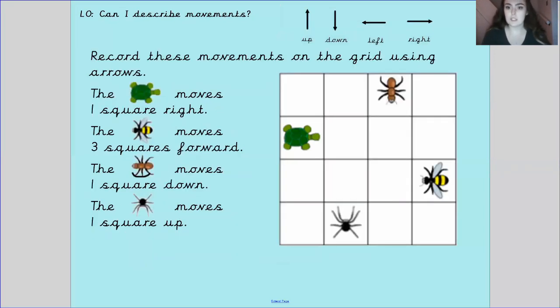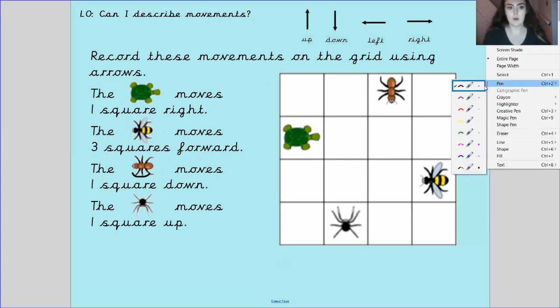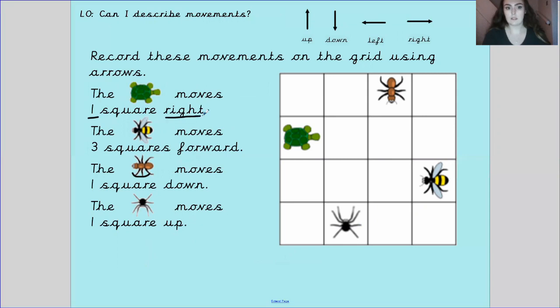Again, please pause the video and draw the grid if it will help you answer the questions. We need to record these movements on the grid using the arrows. So the first one is the turtle moves 1 square right. So the first thing we need to do is find the turtle on our grid. The turtle is here. Don't forget to use your hands to help with your lefts and rights. Your right is the one that is the backwards L, and he has moved 1 square that way. Pause the video and have a go. Well done, he has moved to here.